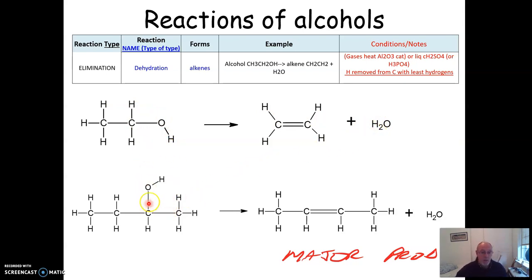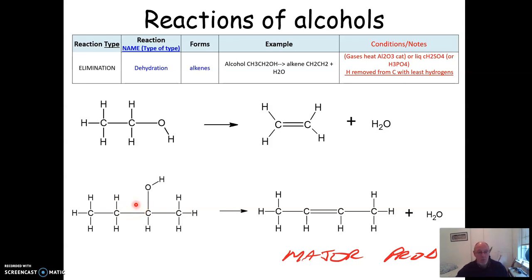Now here's a primary and here's a secondary. In this case it doesn't matter which one of these hydrogens comes off, it's going to make no difference to the final product. The product's going to be this one. But here you've got possibilities, because if this OH comes off, a hydrogen could come from here, or a hydrogen could come from here to make the water. If the hydrogen comes from here, you're going to get a double bond here. If the hydrogen comes from this carbon, you're going to get a double bond here.